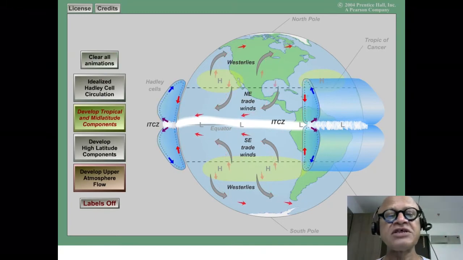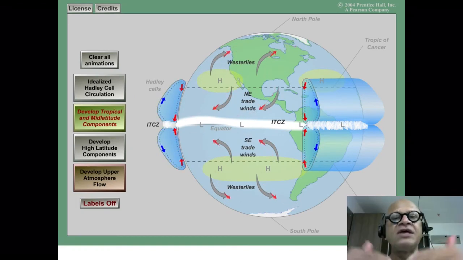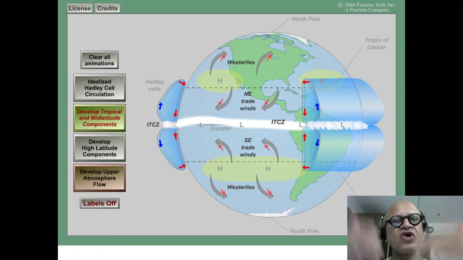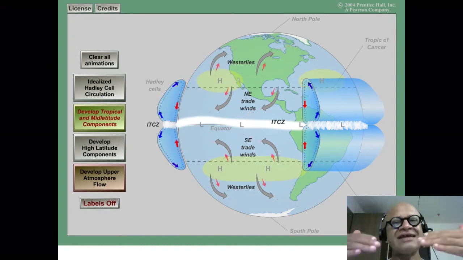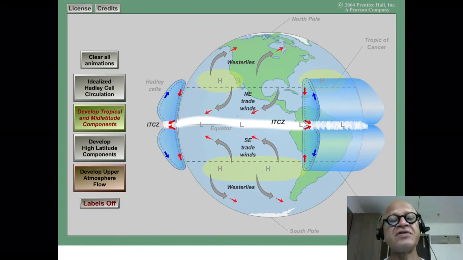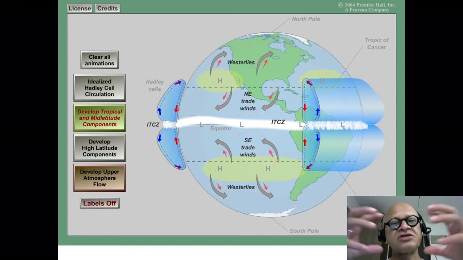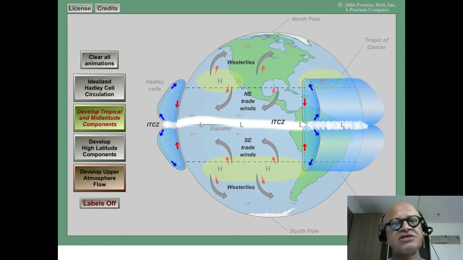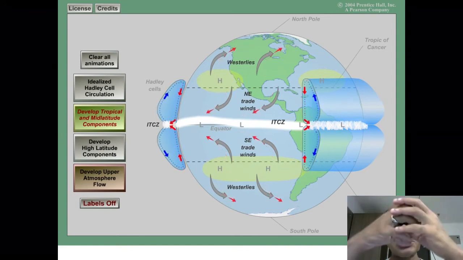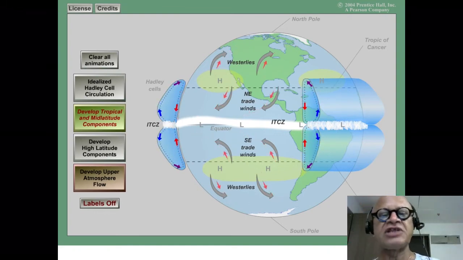When we look at the seasonal cycle later on, we will see that as the sun moves north and south, the maximum heating also moves north and south. So the ITCZ also moves north and south, and the sinking region also moves north and south. So the high pressure centers shrink and expand with the season, and along with that, the subpolar low also shrinks and expands. And that's very strongly seasonally dependent.